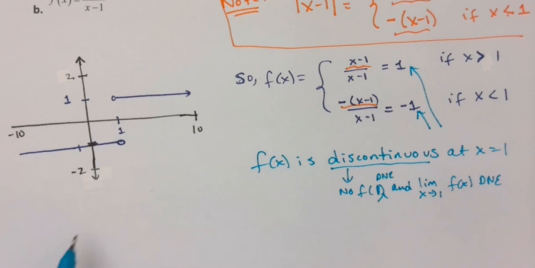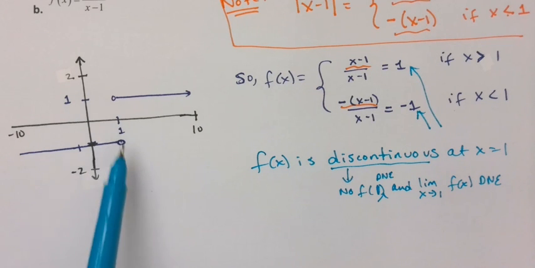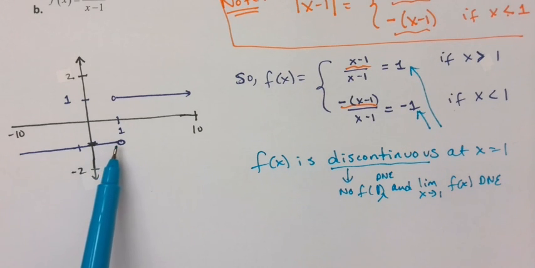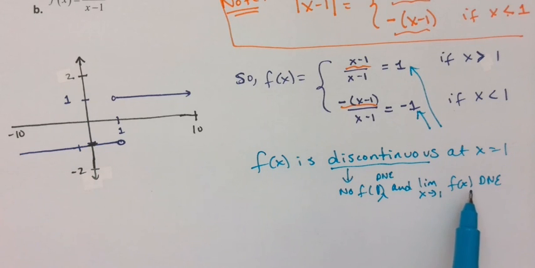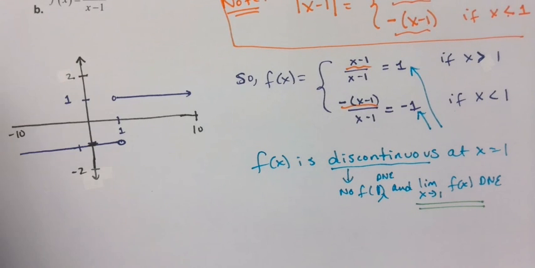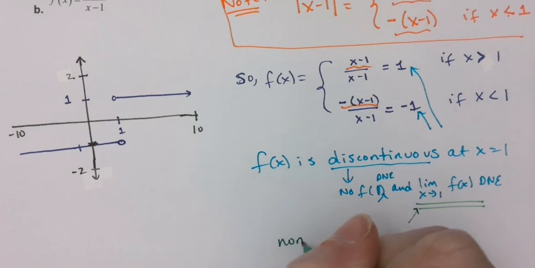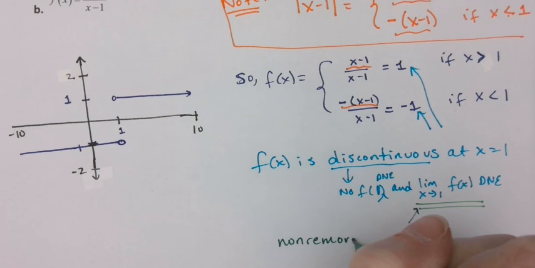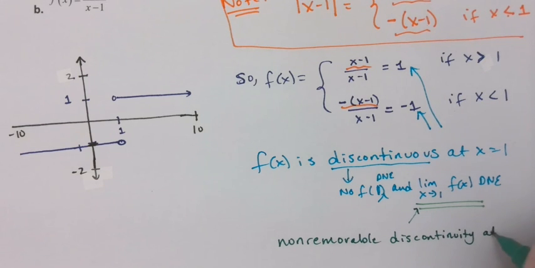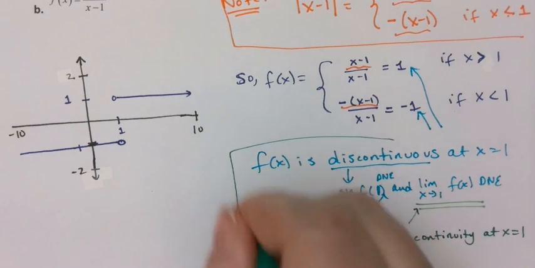Okay, but what kind of discontinuity is this? Removable or not? Well, if the limit doesn't exist, that's a non-removable discontinuity, right? The limit not existing means you're going different places. So this part right here means that it's a non-removable discontinuity. And there we have it.